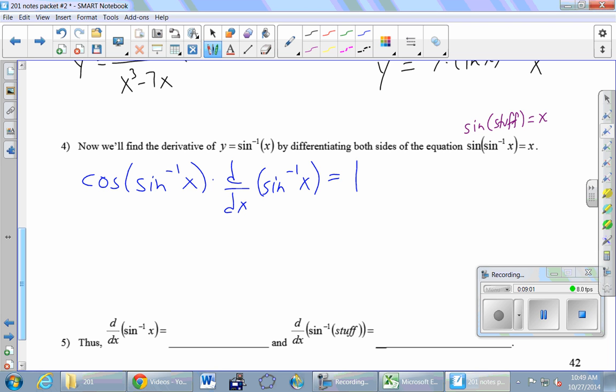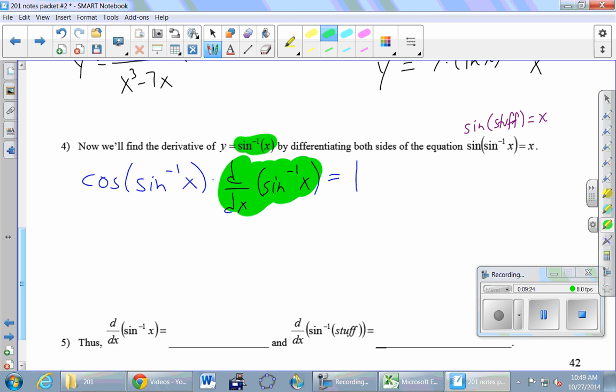Any questions on the left-hand side so far? We had sine of stuff. Derivative of sine becomes cosine times the derivative of the stuff. Okay, again, the goal here was to find the derivative of inverse sine of x. Well, I see that expression sitting right here. So really all I need to do is get that thing by itself and I'll have my answer, right?